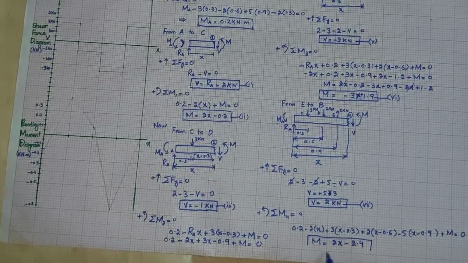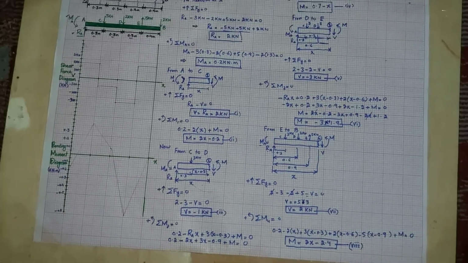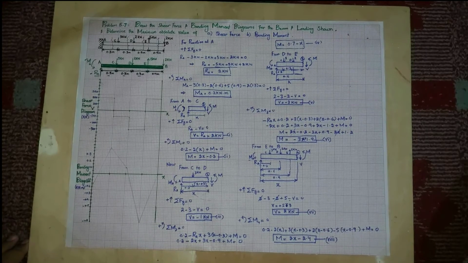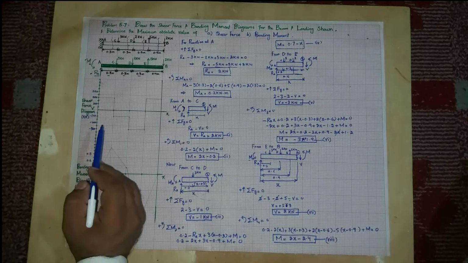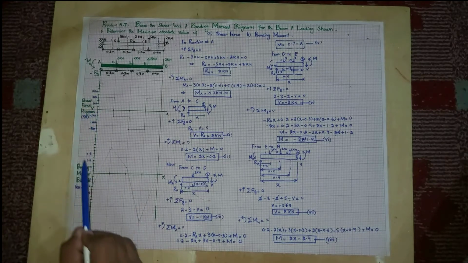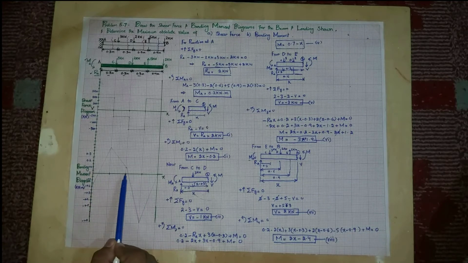So this is the bending moment equation for the region from E to B, and let this be equation number 8. Now we have solved this question, we will move toward plotting all these values of bending moment and shear force on the graph. On the left side you can see I have already drawn, this portion is for the shear force diagram and this portion is for the bending moment diagram.